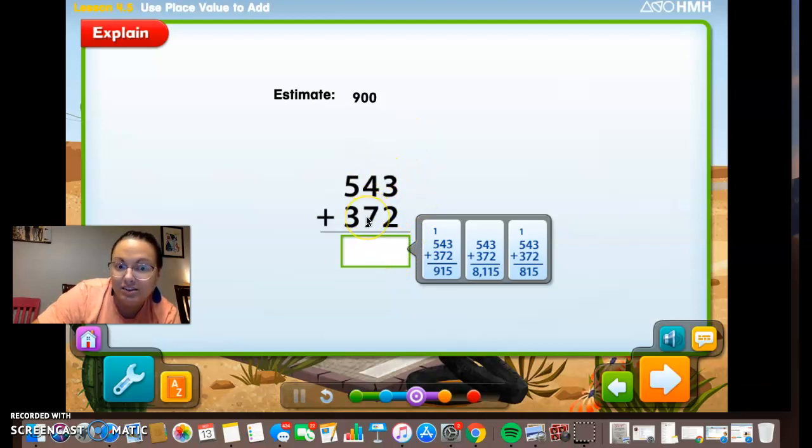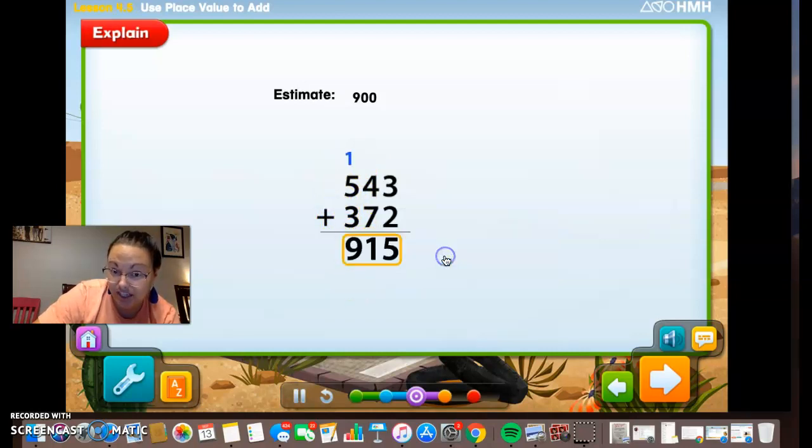4 and 7 tens is what? That's 11 tens. So we're going to put the 1 down here and the other one over here. And so we have 1 imaginary number up here plus 5 plus 3. So 1 and 5 is 6. 6 and 3 is 9. So we should have 915. Nice work. The sum is 915.